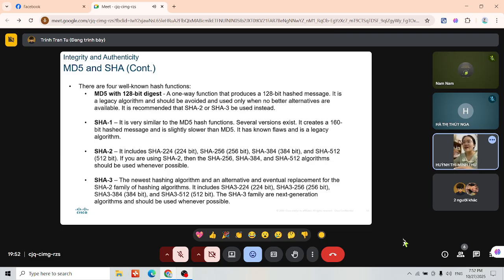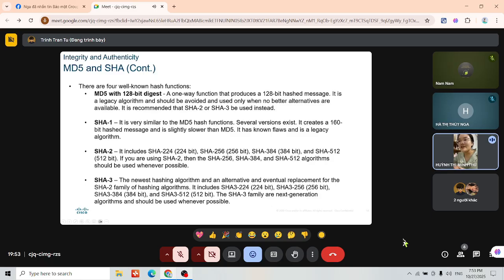And MD5 and SHA. There are four well-known hash functions. The first, MD5 with 128-bit digests, a one-way function that produces a 128-bit hash message. It is a legacy algorithm and should be avoided.